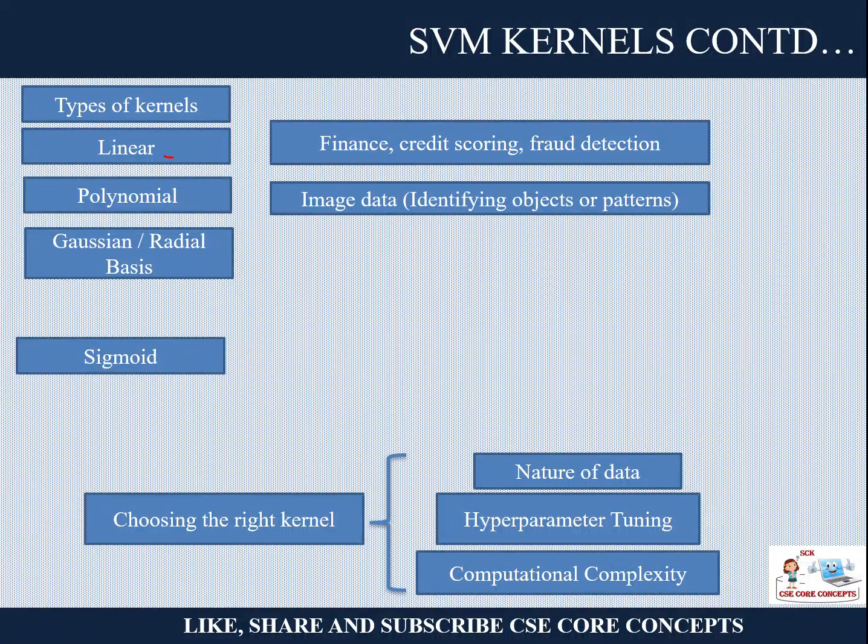But suppose you have image data, where you have to identify certain objects or certain patterns. Now, in this case, the image data may not be linearly separable, where the sky is ending, where the water is starting. You can have any type of image data. Understood? So it is not linearly separable. There you can go for a polynomial type of kernel.